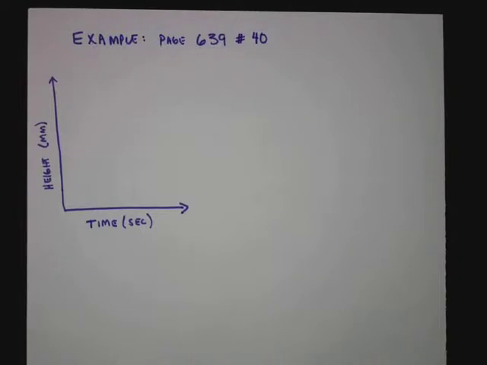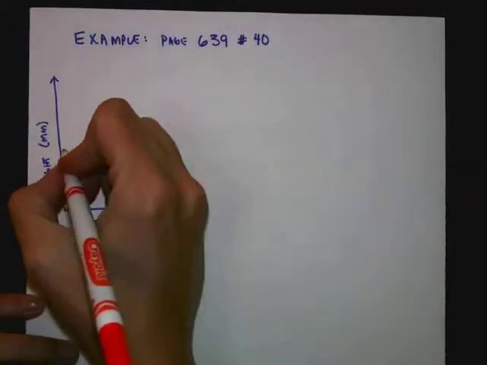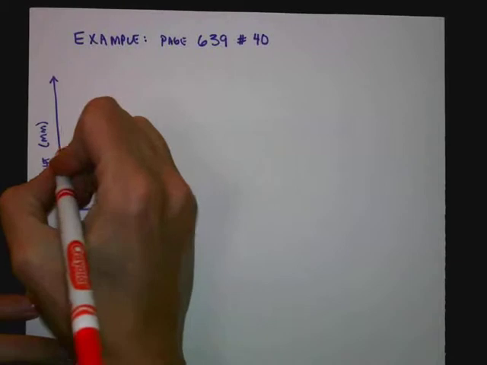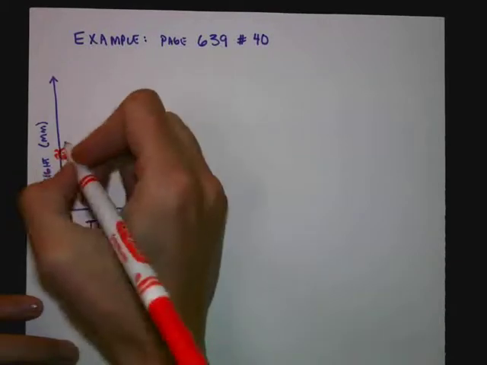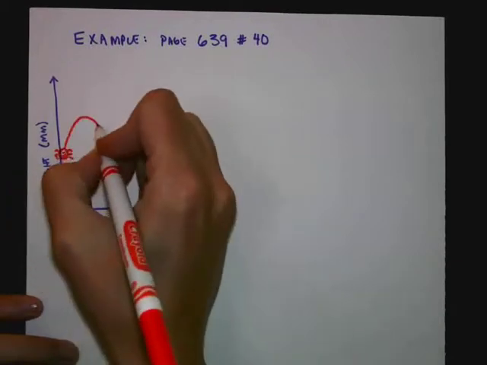So I'm going to walk you through how to use your graphing calculator to do a sample problem. This problem is from page 639 in your textbook, and it's problem number 40. This problem involves a little jumping spider. If you picture what's going on, we have a little spider who starts off at a particular height, and then he jumps up and he comes down.